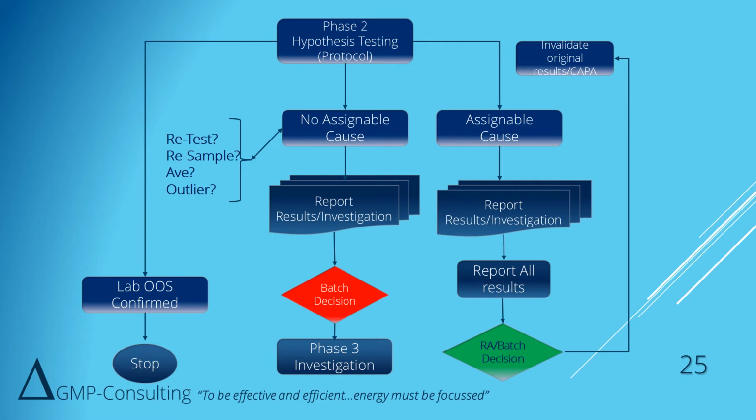This is a more tricky one where there's no assignable cause. There's no real short answer to that one, and QA and production and R&D need to discuss what is possibly going on there. The right hand side, another good scenario, is there is an assignable cause. The results and report are written. They're all reported, and QA decides on the fate of the batch, whether it was in spec, out of spec, or how you're going to treat the results. That would obviously result in raising a CAPA as well.